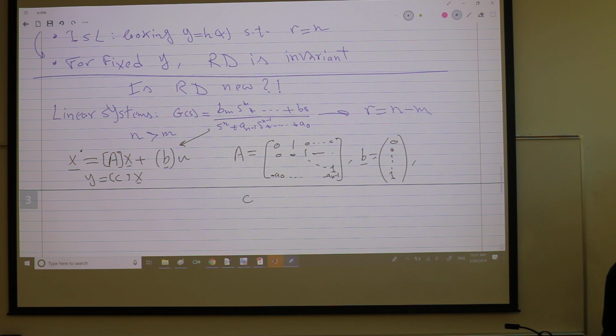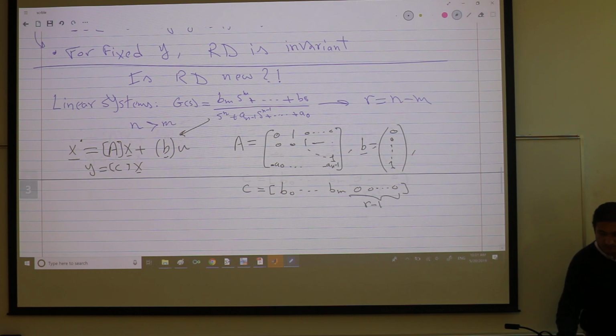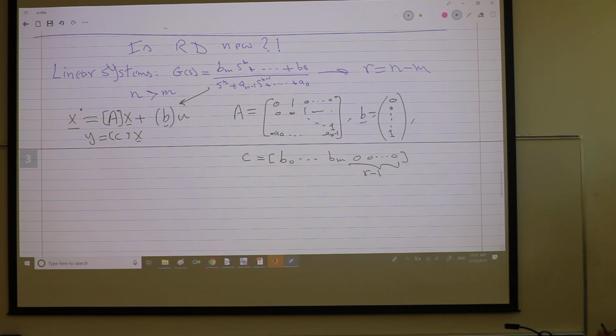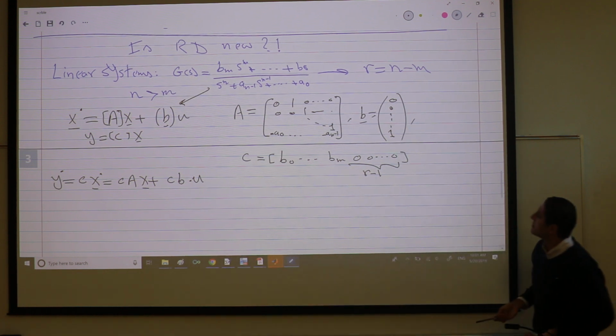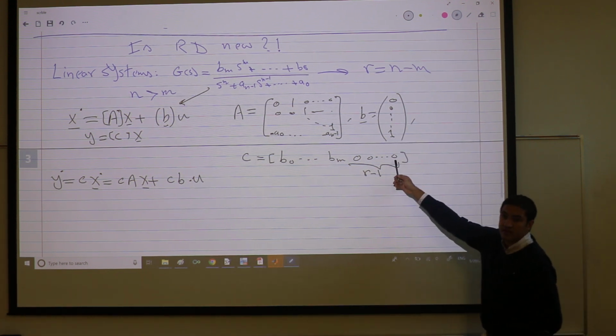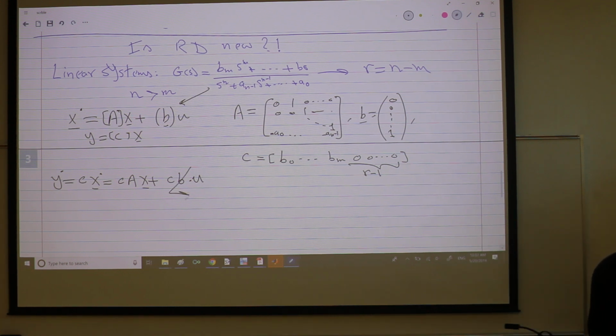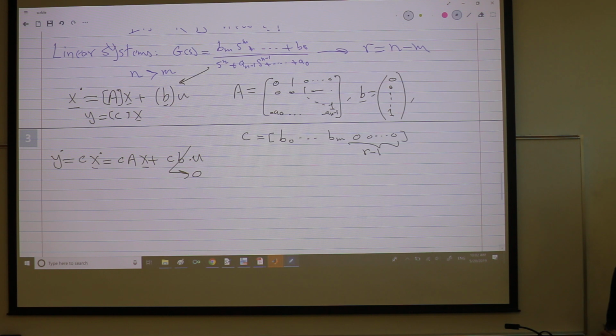The C is these guys, b0 up to bm, and the rest should be zeros because you don't have coefficients. So this is r minus 1 zeros, okay? Let's differentiate the output. y dot is C x dot, so it's CAx plus CBu. Let's multiply C and B, please. Well, the only non-zero element here is the last element, and here it has 0, so actually this is 0, right? So keep differentiating.